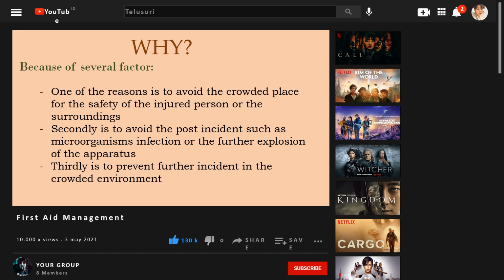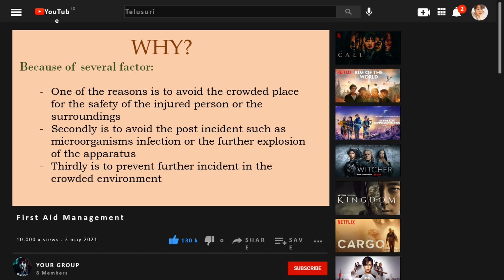Thirdly, is to avoid further explosion of the apparatus, because we don't know. For example, if we are doing an experiment that involves fire such as the Bunsen burner, we don't know whether our friend has turned off the Bunsen burner.